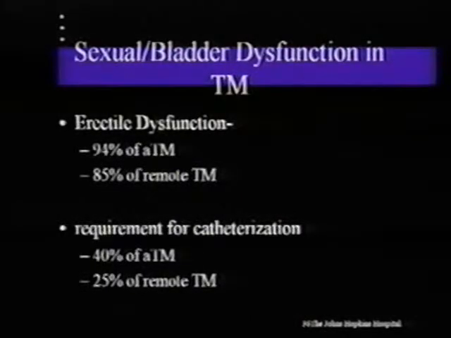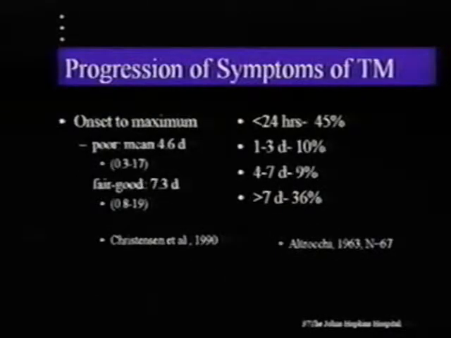Sexual bladder dysfunctions, very, very common. 94% in the acute stages of transverse myelitis, but 85% of men long after the transverse myelitis have erectile dysfunction. So it is a big, big problem. And if you look at bladder dysfunction, so requirement for catheterization is a pretty big deal. 40% in the acute phase, but even a quarter of people long-term require catheterization for bladder control.